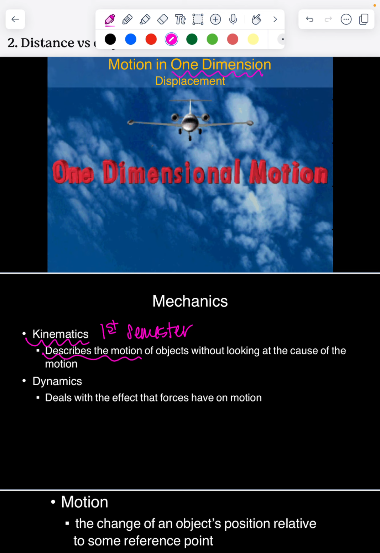The second part of mechanics is something called dynamics, and that's what we are really going to be digging deep into during second semester, and that deals with the effects of the forces that are causing the motion. So why is the object slowing down? Why is the object speeding up? Why is the object changing direction? All right, so that is what we are really starting to look at now.